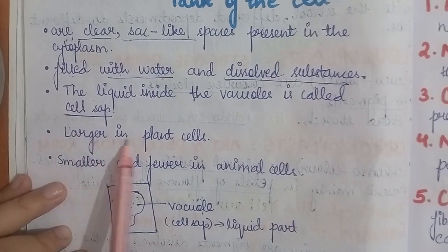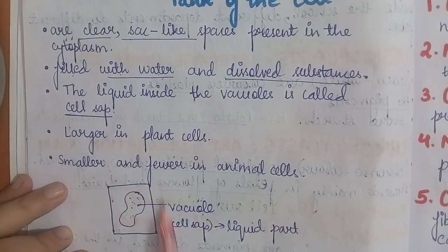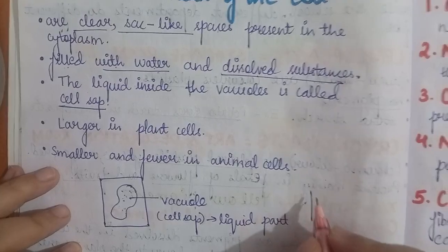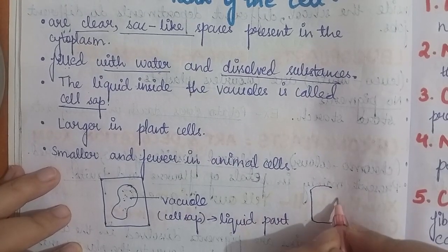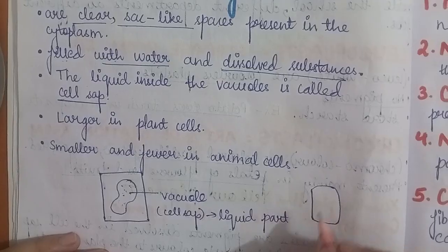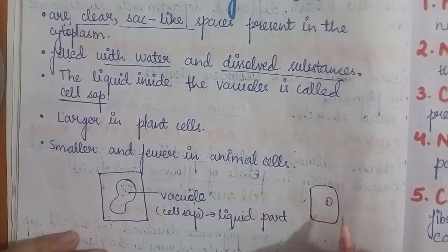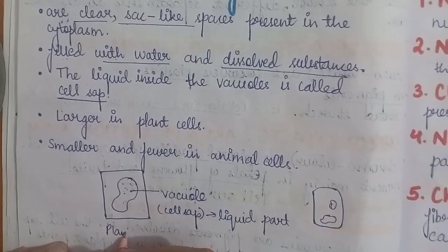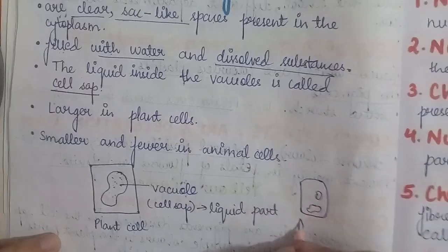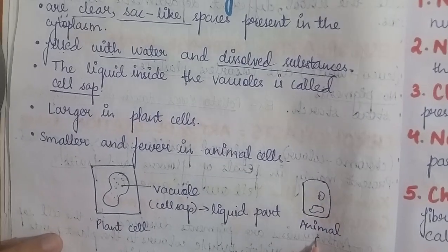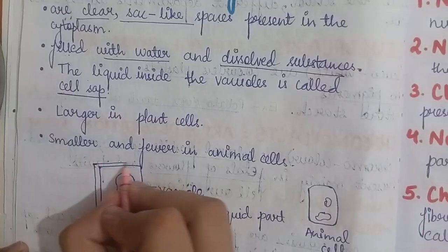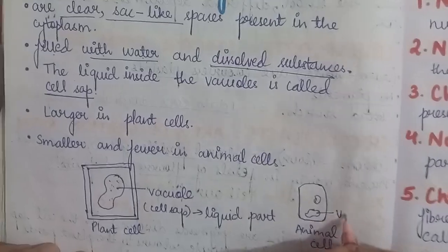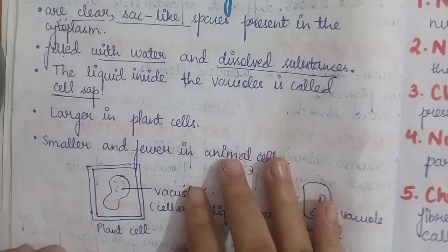Now, vacuoles are larger in plant cells. Suppose this is a plant cell, and the vacuoles are larger in plants. In the case of an animal cell, suppose this is our animal cell, the vacuoles are either absent or very small, like this. So this is a plant cell and this is an animal cell. In the plant cell, the cell wall is also present. These are the vacuoles. I hope it is clear.